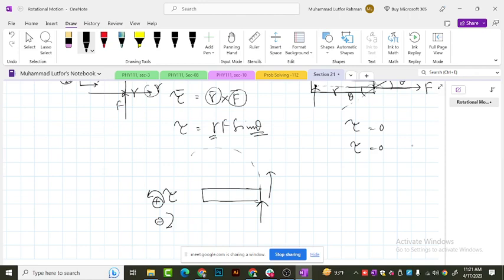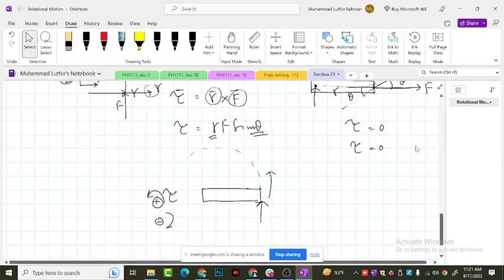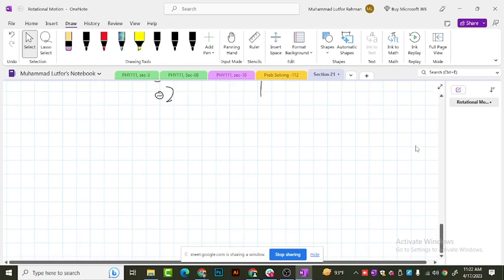Yes, sir. All right, so when you calculate the torque, these two things are very important: where you are applying the force and in which direction you are applying that force. Depending on these two points, the system will try to rotate.